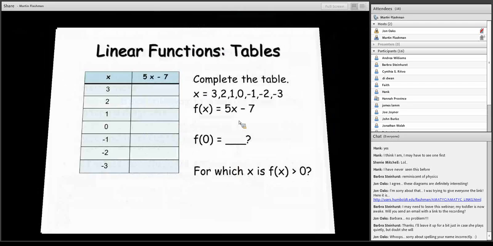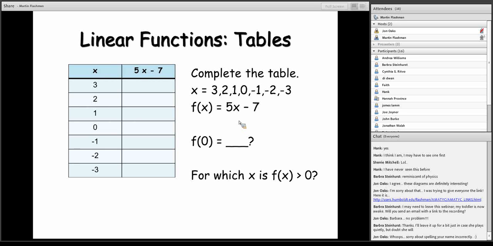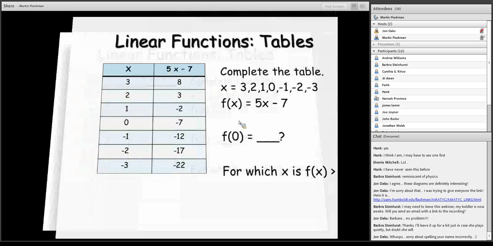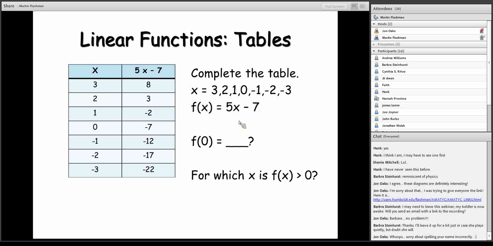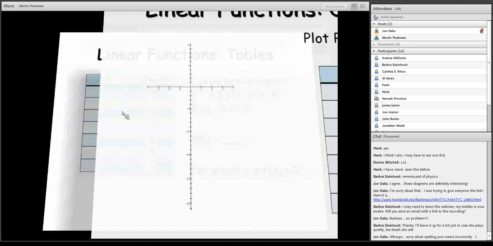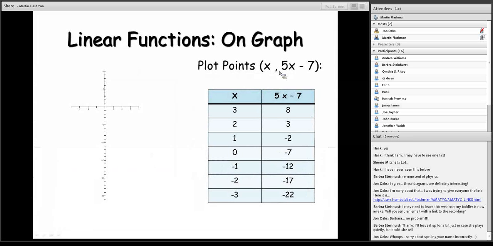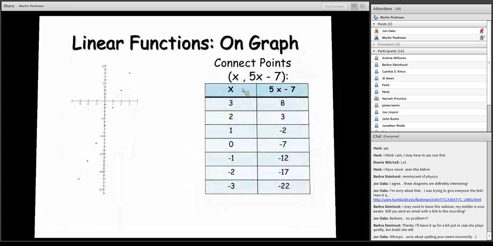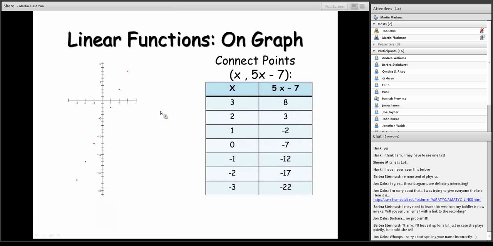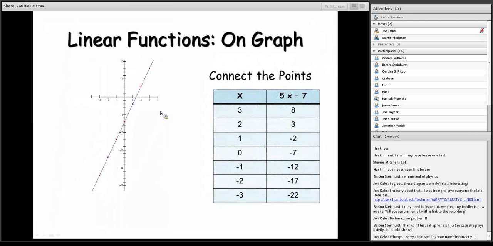Going back to the example, here's what it looks like. Here's a table. You fill in the table pretty easily. And you can ask a question: what is f of 0? That's pretty easy. That's minus 7. And for which x is f of x greater than 0? Well, it looks like x bigger than 1, but which x bigger than 1, we'll need a little bit more work on that. All right, here's how they start plotting the points on the graph. They plot some points, and then they might connect up the line and see how those points correspond to the graph line.